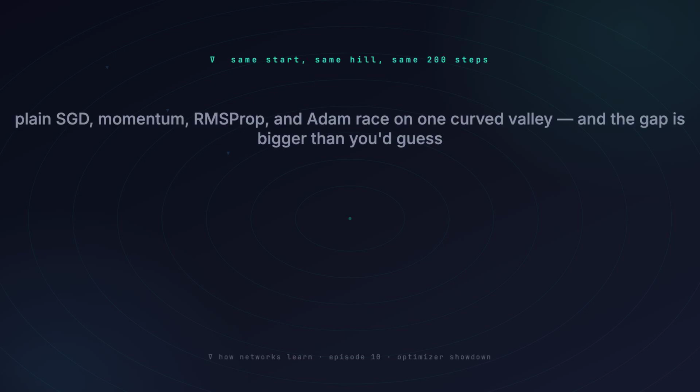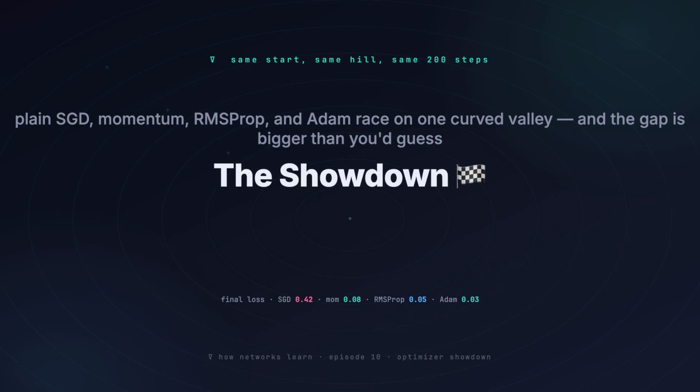Last episode, you assembled Adam piece by piece: momentum to remember the direction, RMSProp to size each step, and the bias fix so the first few updates don't undershoot. We ended on the claim that Adam just works. Tonight, you test that claim.